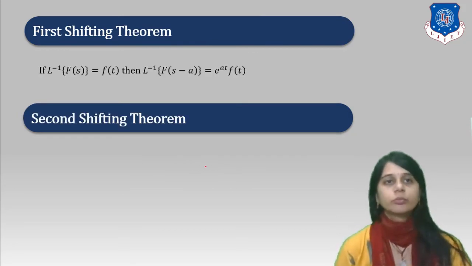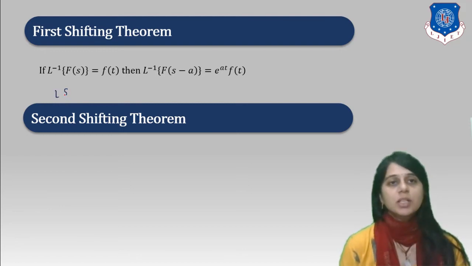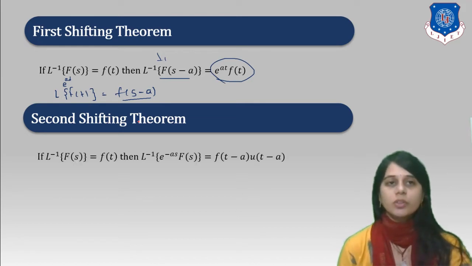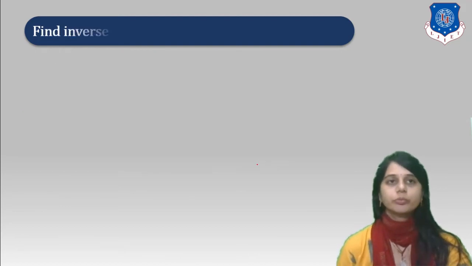First shifting theorem. What is the first shifting theorem for the Laplace? Laplace of e raised to at f of t is F of s minus a. If we are applying Laplace for the e raised to at f of t, we get F of s minus a. So if we are applying inverse of F of s minus a, we get e raised to at f of t. Similarly, for the second shift theorem, inverse of F of s equal to f of t, then inverse of e raised to minus as upon F of s is f of t minus a, u of t minus a.